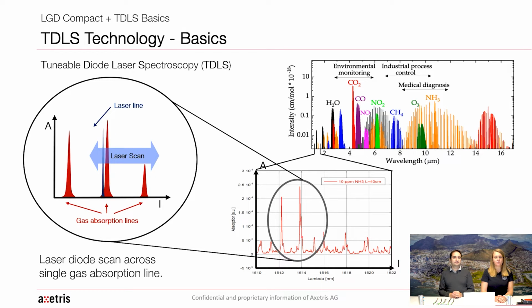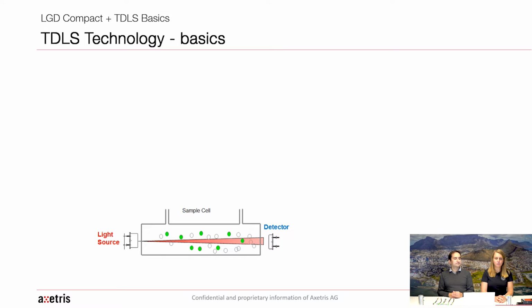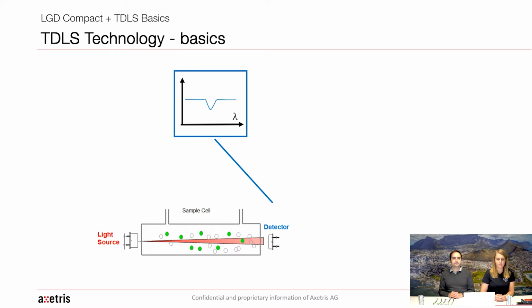But how do we do this in practice? We have a sample cell that will be filled with our target gas, a light source emitting in the infrared, and a detector. The detector is measuring the amount of light that is reaching its surface. If the target gas is present, it will absorb the light. Therefore, the quantity read by the detector will decrease, as we can see in this slide. How much the reading of the detector decreases depends on the concentration of the gas and on the path length of the light.